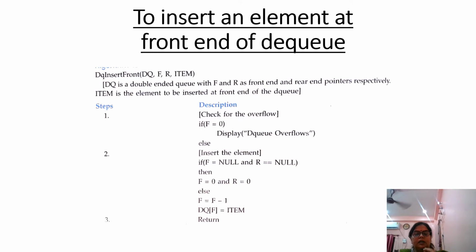First, the queue is empty: F is null, R is null. Then F is 0, and R is 0. Else, F is equal to F minus 1. Now we have to write F is equal to front end minus 1. DQ, here is our array. F is equal to, we have to insert an item, a number, and then return. This is the process of how we have to insert an element in a DQ at the front end.